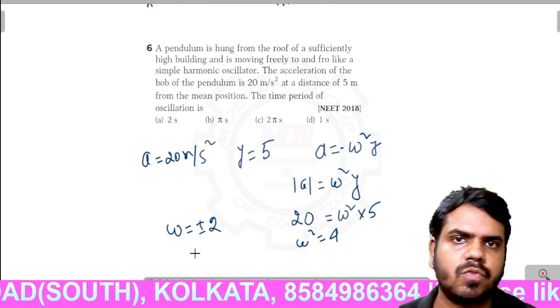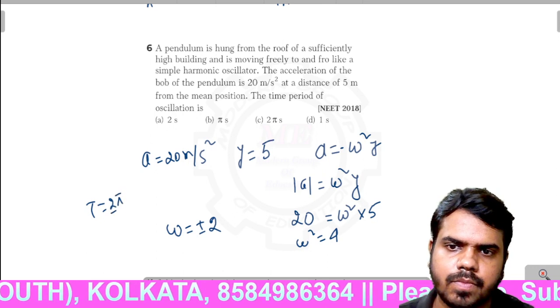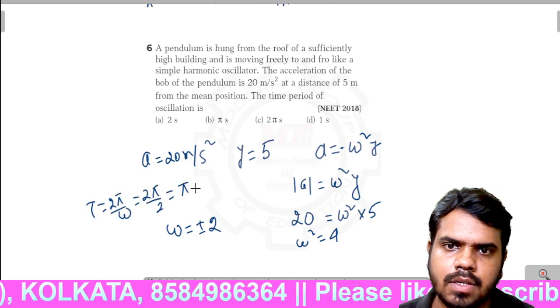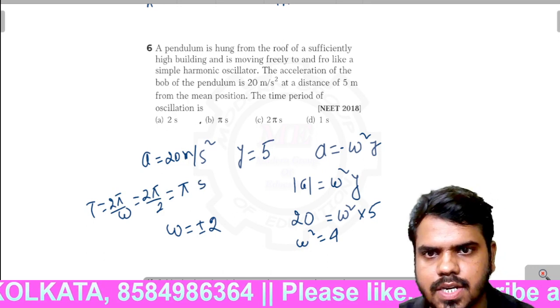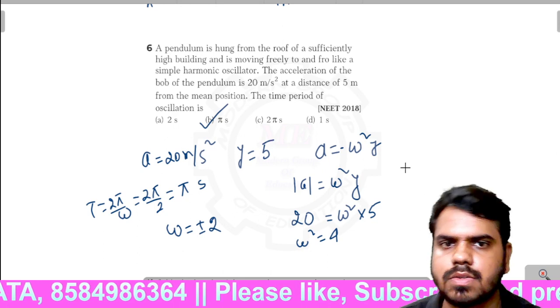Now if you find the omega, then the time period will be 2 pi by omega. That means 2 pi by 2, that means pi second. So pi second is the correct answer. Option B is the correct answer. Very easy and very conceptual.